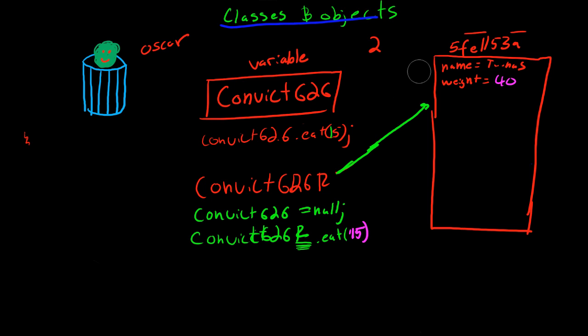So that's just a very interesting look at the trash collector. If for some reason we set convict626R equal to null, then what would happen is we would have lost this reference. This guy would have been floating all alone in this memory at Fella. And then eventually Oscar the Grouch would have just trash collected him. Just canned him.